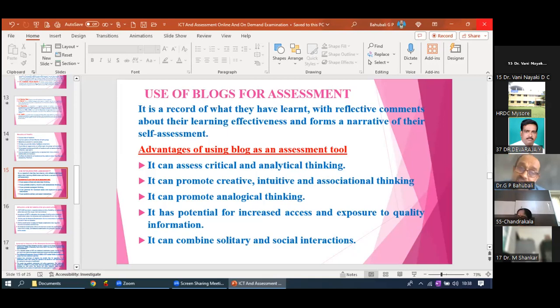To overcome this concept of rigidity, the other way of making the conventional school system enjoyable, joyous, or more activity-oriented, the alternative or substitute that we can use along with the traditional learning system in the process of assessment is nothing but online and on-demand examination.